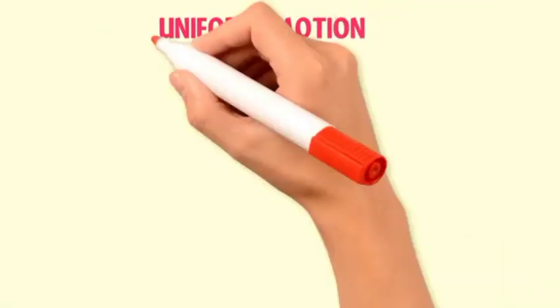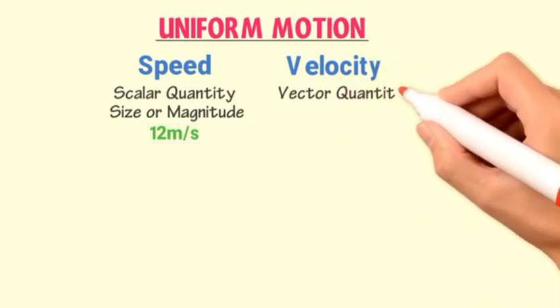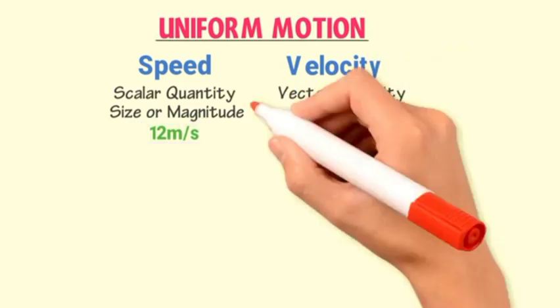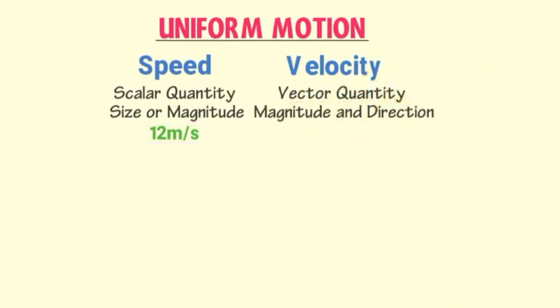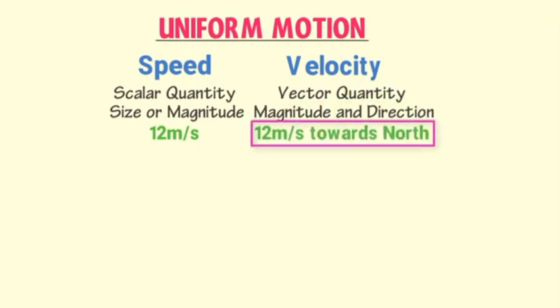Now, what is uniform motion? To understand uniform motion, you must understand speed and velocity. We know that speed is a scalar quantity. Thus, it has only size or magnitude. For example, 12 meters per second is the speed of a car. But velocity is a vector quantity. It has both magnitude and proper direction. For example, 12 meters per second towards north is the velocity of a car.